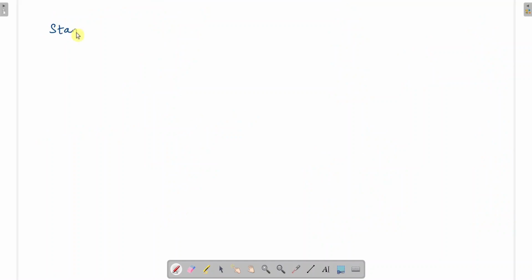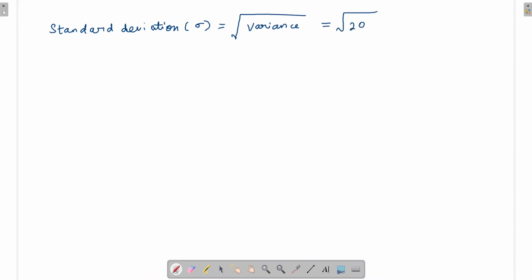So standard deviation is sigma, that is nothing but root of variance. So that is nothing but root of 201. So let us calculate the root of 201. So 201 here. So we have to select the two digits here. Okay.